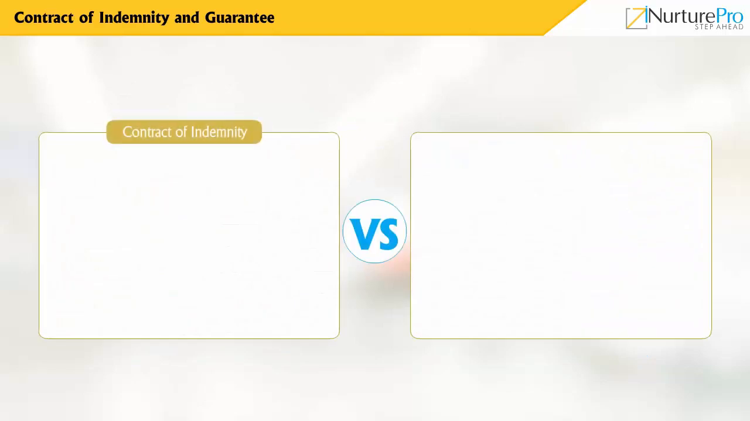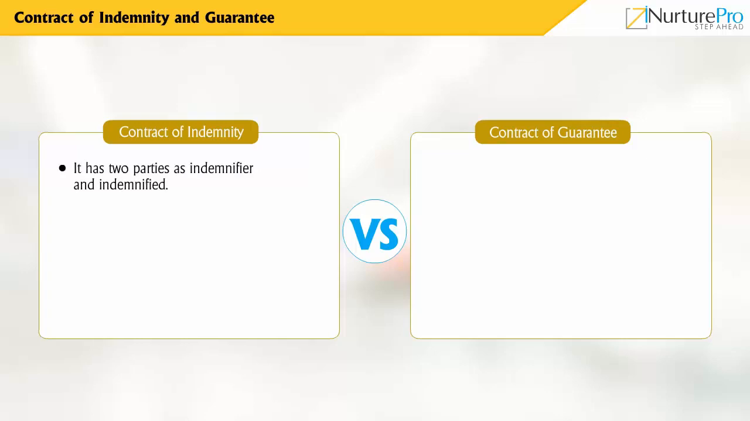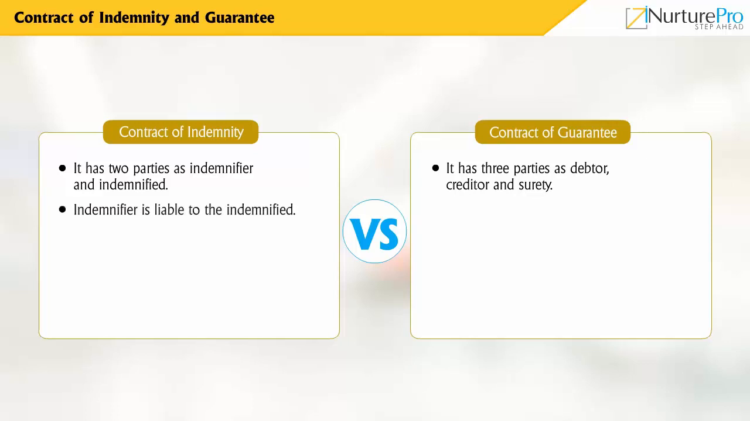Let's see the difference between contract of indemnity and guarantee. Contract of indemnity has 2 parties, indemnifier and indemnified, while contract of guarantee has 3 parties: debtor, creditor and surety. In the contract of indemnity, the indemnifier is liable to the indemnified. In the contract of guarantee, the debtor is liable to the creditor only when the surety is also liable.